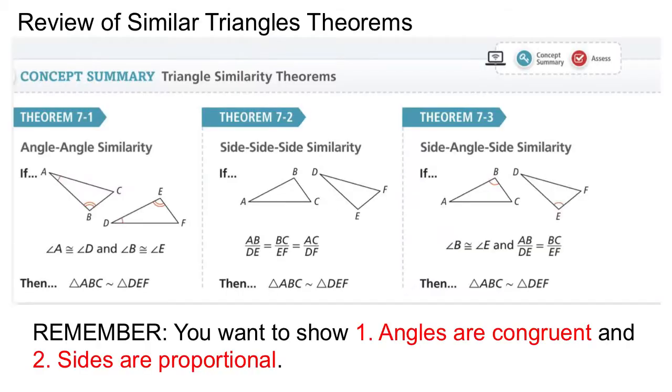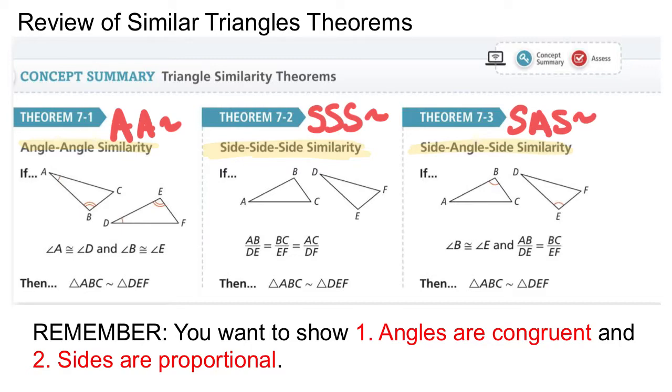In this video, we will practice identifying similar triangles and applying properties of similar triangles to solve problems. First, let's review the theorems that we have to prove that triangles are similar. The three theorems we have are angle-angle similarity, side-side-side similarity, and side-angle-side similarity. And like we had in congruent figures, we shorten angle-angle similarity to AA with the squiggle to mean similar. Side-side-side is SSS with the squiggle, and side-angle-side is SAS with the squiggle.